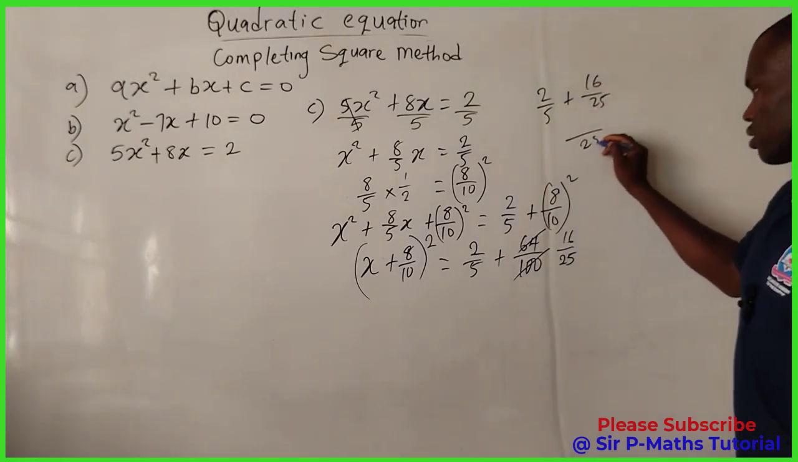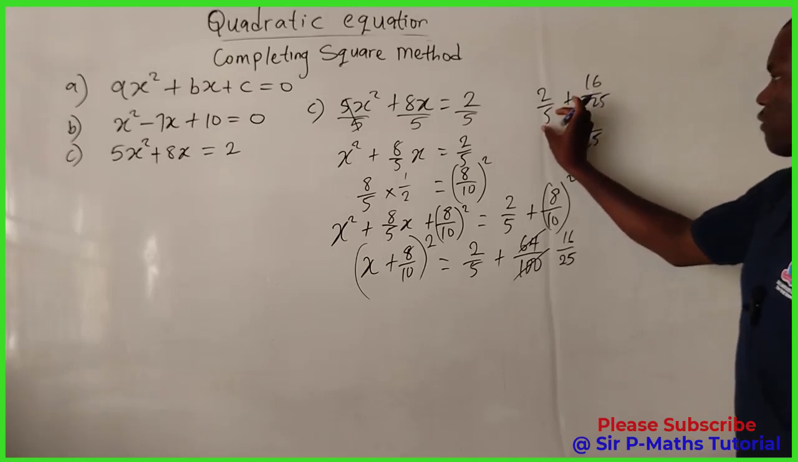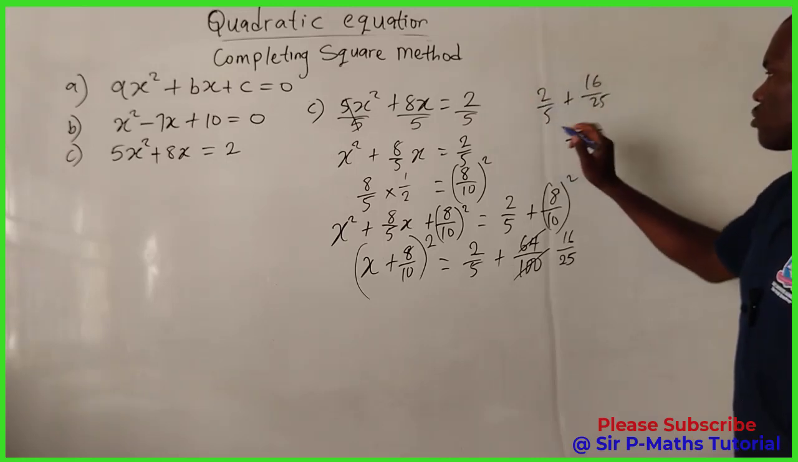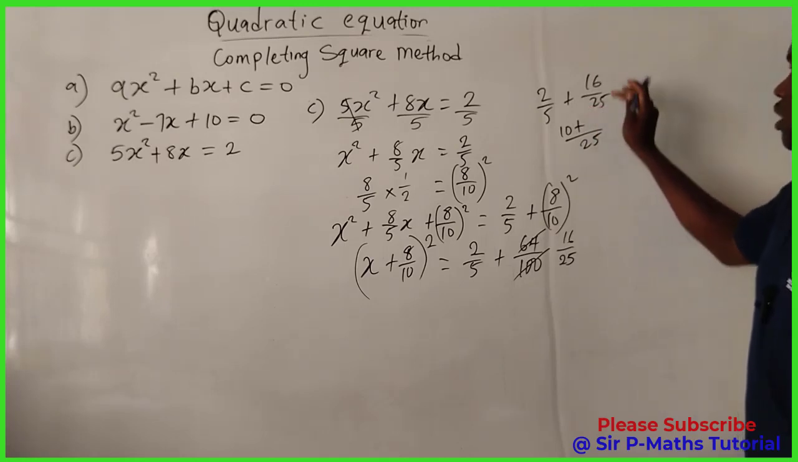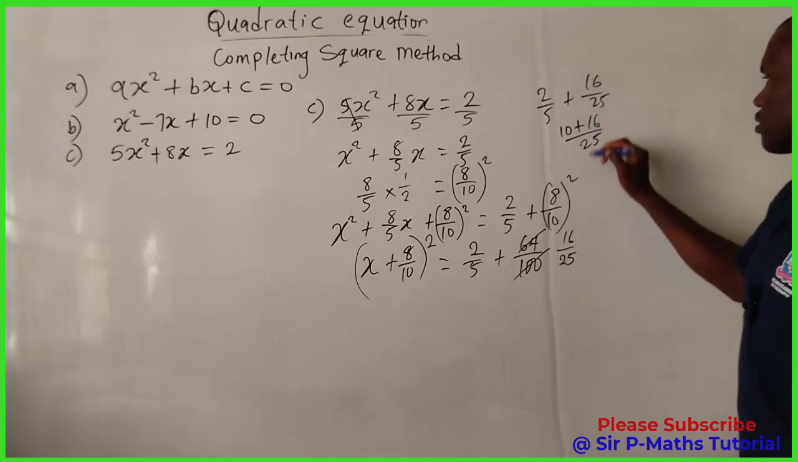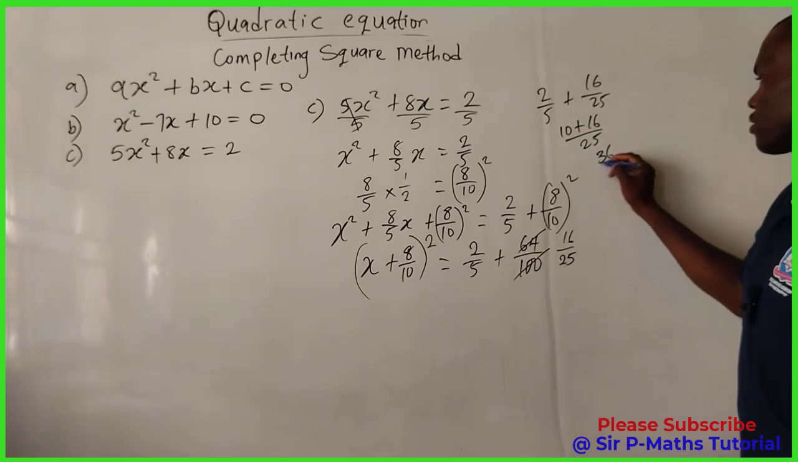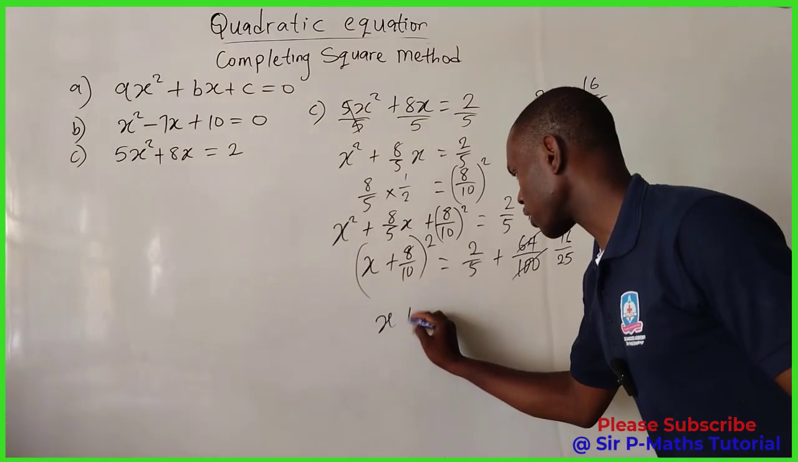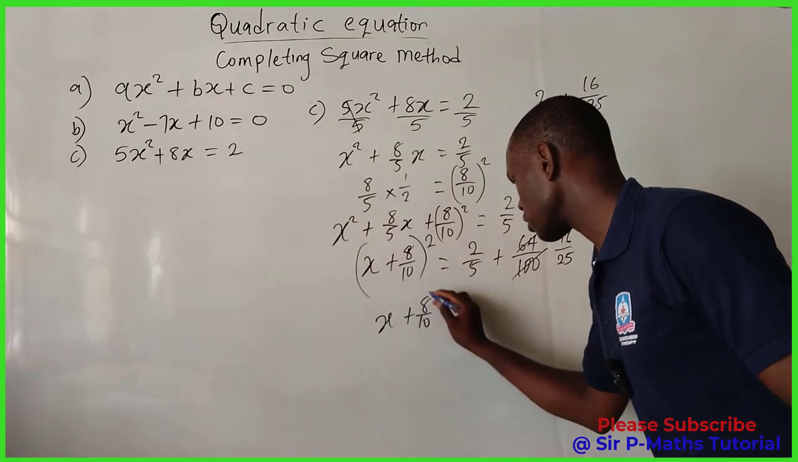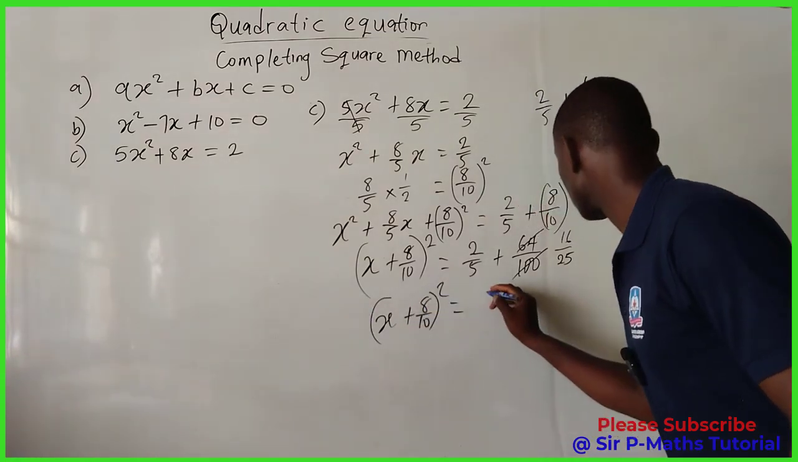The LCM is 25. 25 divided by 5 is 5. 5 times 2 is 10. 25 divided by 25 is 1, times 16. I will have 16. Adding here, I will have 36 over 25. So let's bring it down here. I'll have x plus 8 over 10 all squared equal to 36 over 25.